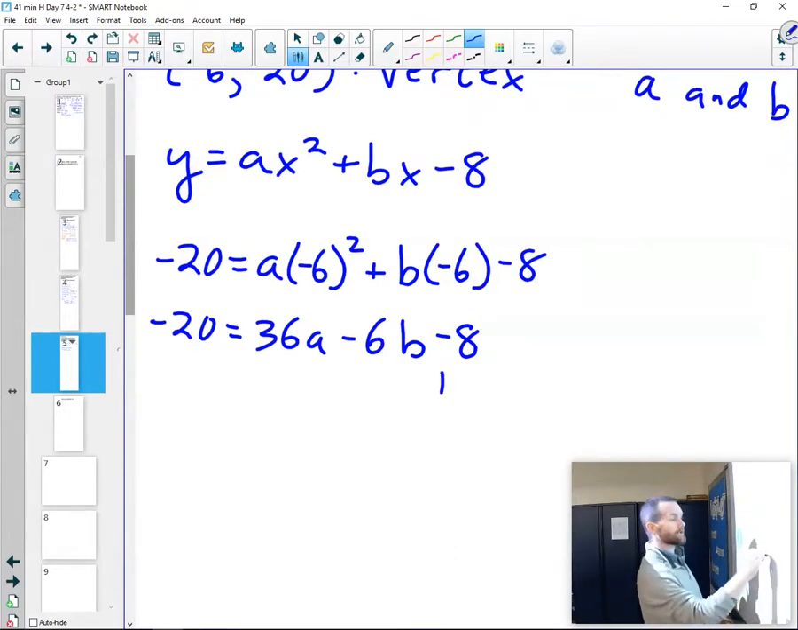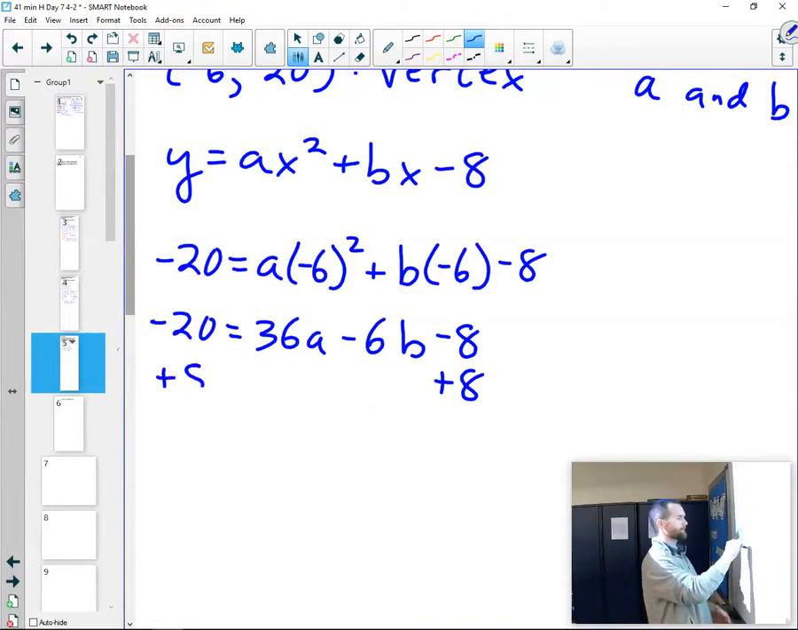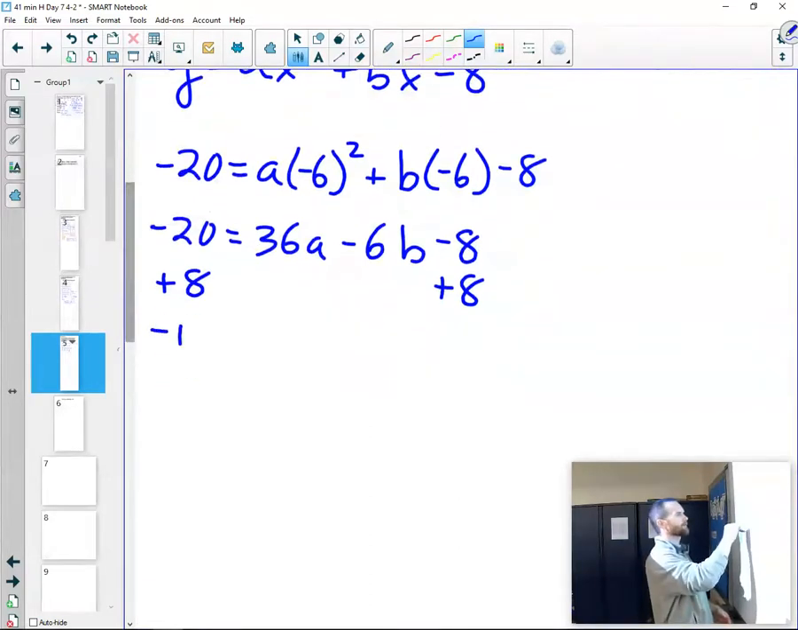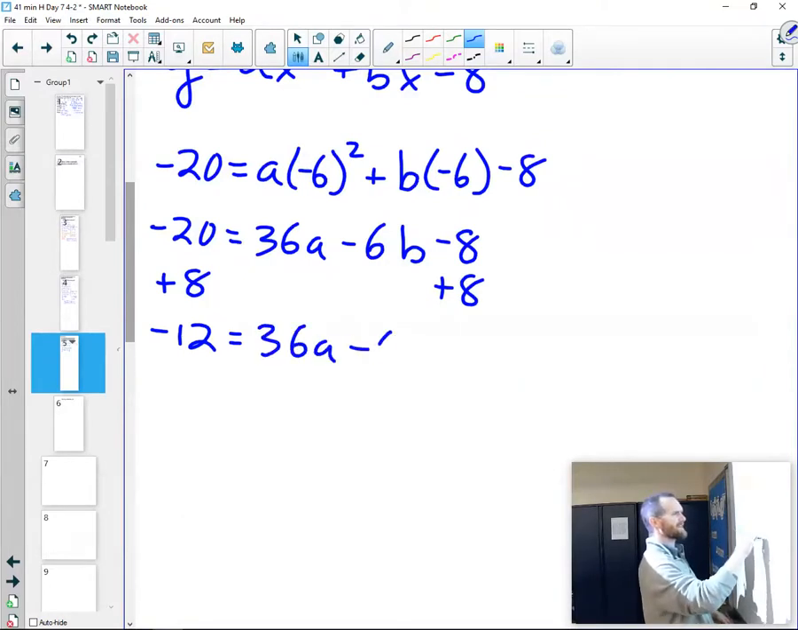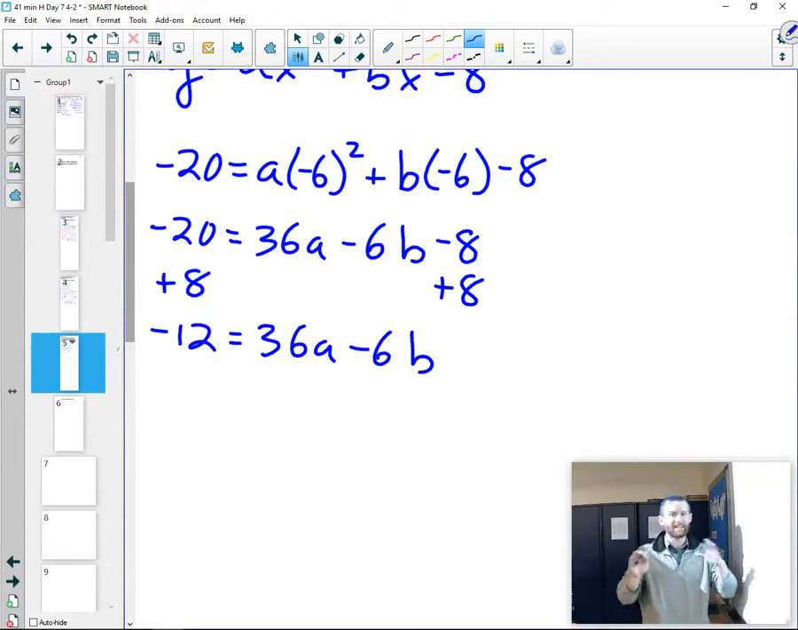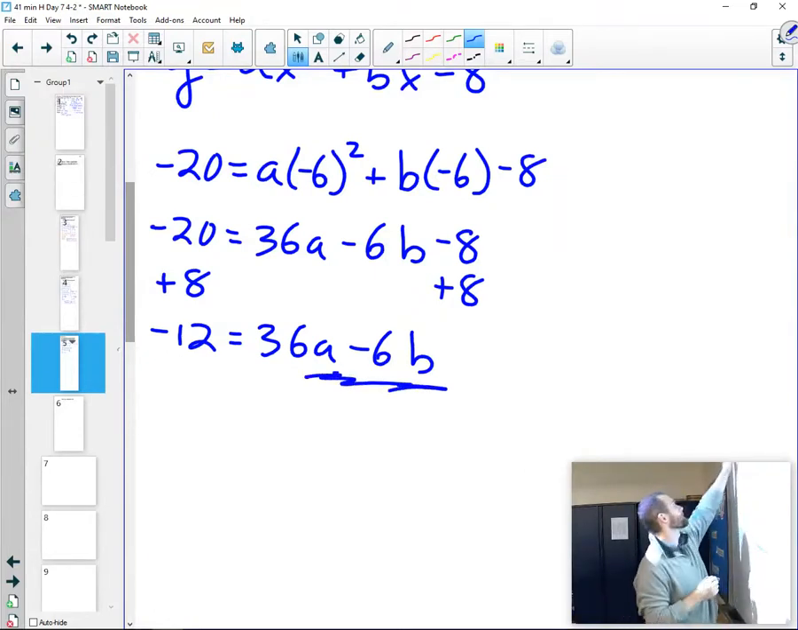What can we do now? Oh, add 8. Combine our like terms. And we end up with negative 12 equals positive 30. Oh, no. Why am I trying to combine those? 36a, negative 6b. This is a dead end. We cannot combine anymore because we have two unknowns. We've got a and b.